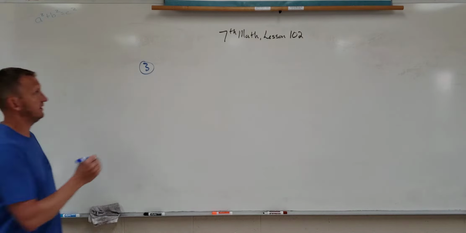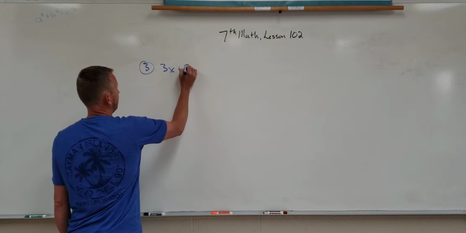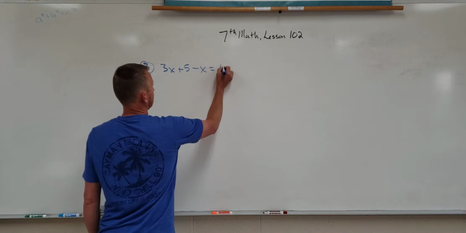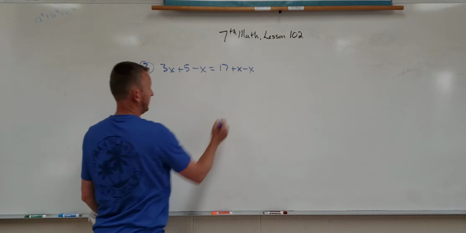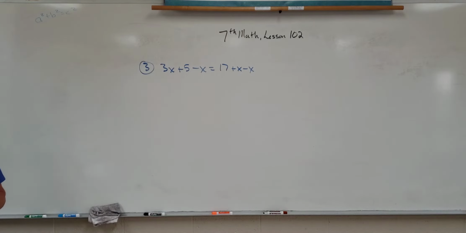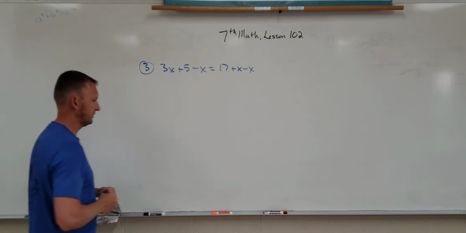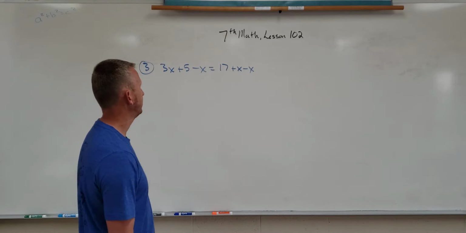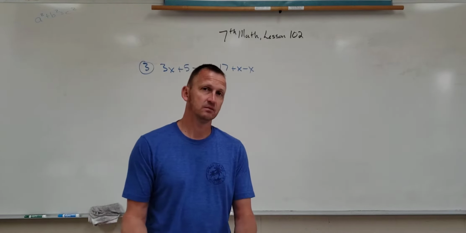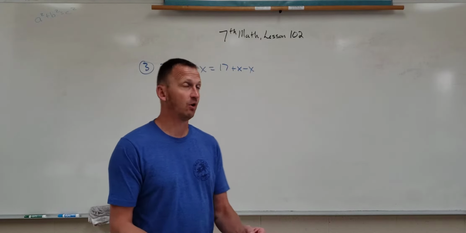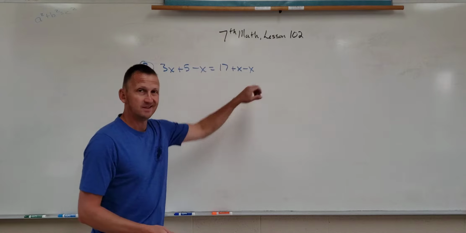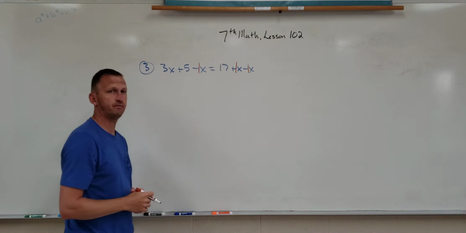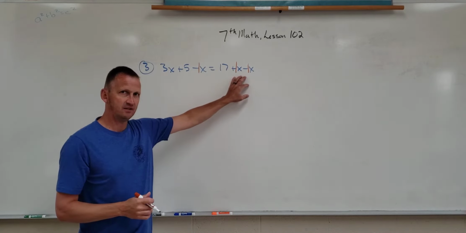So example 3, we have 3x plus 5 minus x equals 17 plus x minus x. And it says simplify and solve. So essentially what that means is we're going to combine all like terms and solve for x. Okay? First thing, again, we've been talking about the last several weeks. Don't forget, if we have a variable that does not have a number in front of it, put a 1 there. Okay?